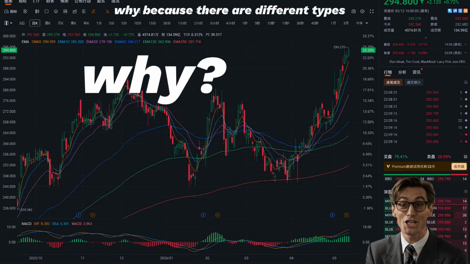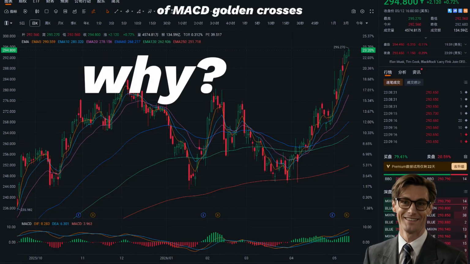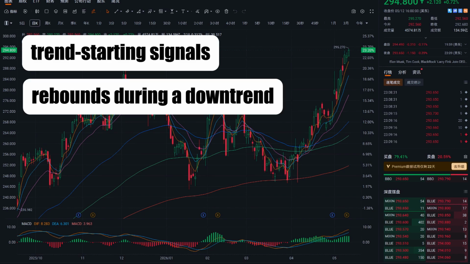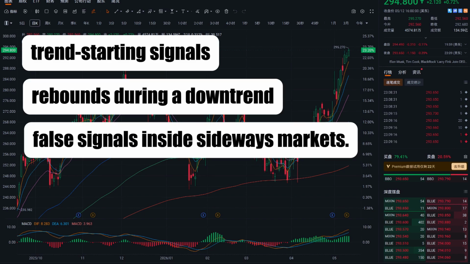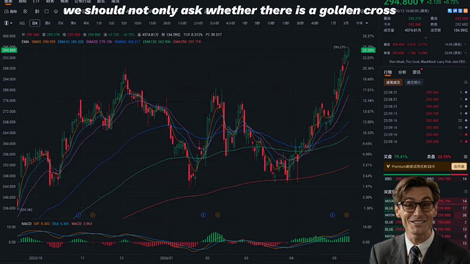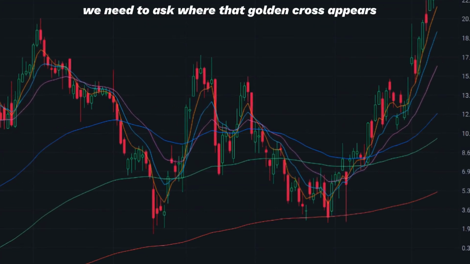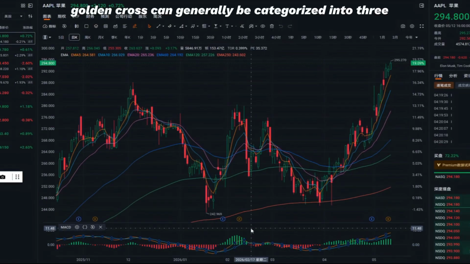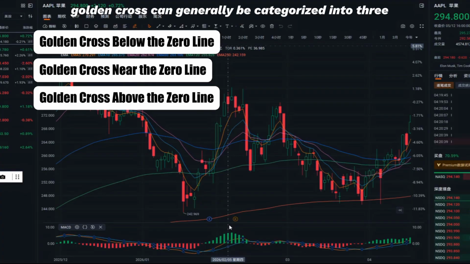Why? Because there are different types of MACD golden crosses. Some are trend-starting signals, some are just rebounds during a downtrend, and some are simply false signals inside sideways markets. So we should not only ask whether there is a golden cross, we need to ask where that golden cross appears. In practical trading, the MACD golden cross can generally be categorized into 3 types.